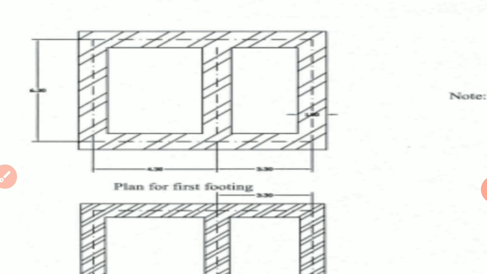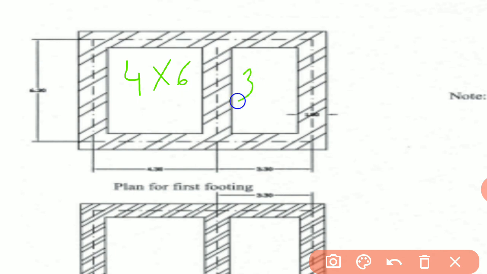So what we are supposed to do, we are going to calculate center to center distance, and for the long wall we will add, now see here, 4 by 6 and 3 by 6. Clear? Then 4. So these 4 by 6 are the clear dimensions, the dimensions given in the plan. Okay, so these are the clear dimensions.